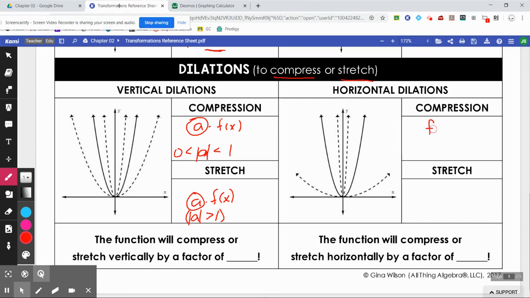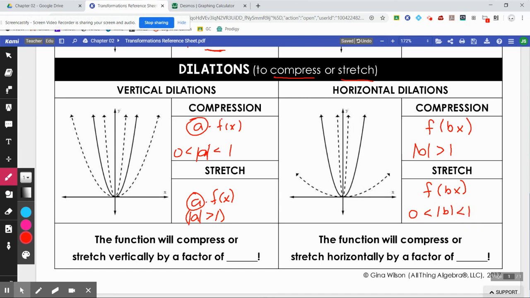If you take your function and inside you multiply x by your b value, it's only a compression if your b value, the absolute value, is greater than 1. Okay, it would compress it if it's a number like 2 or 3, because you have to reciprocate it. And write the opposite for a stretch. f of b times x, where you're multiplying the x times some b value, will only stretch it if that b value, the absolute value, is somewhere between 0 and 1.